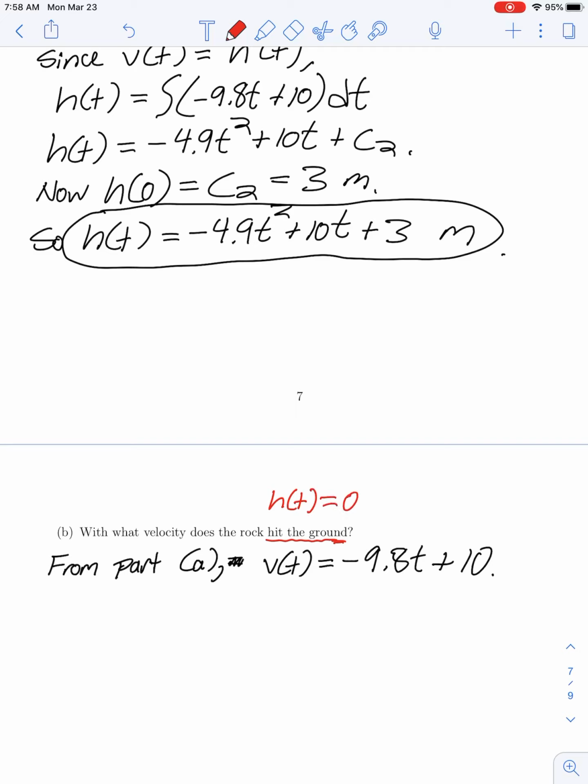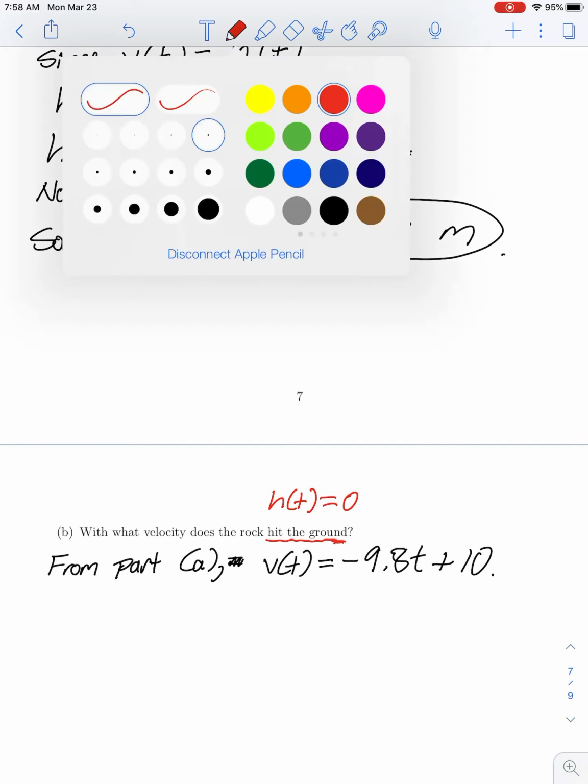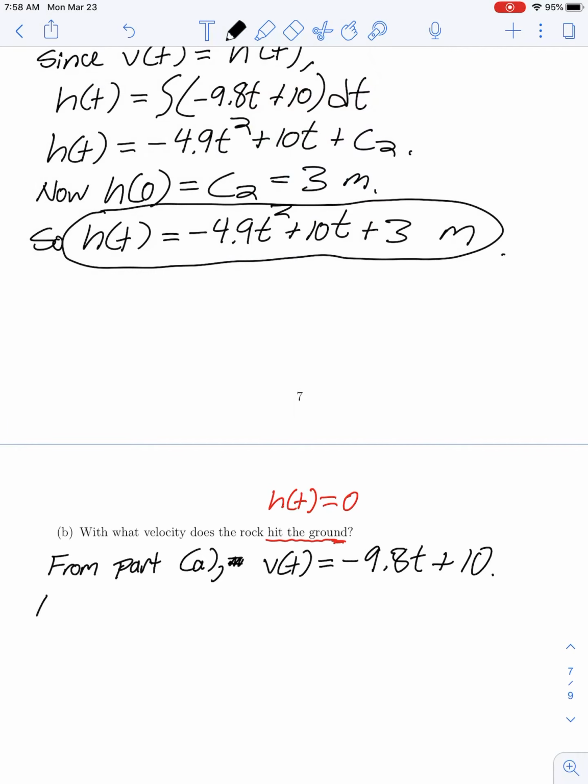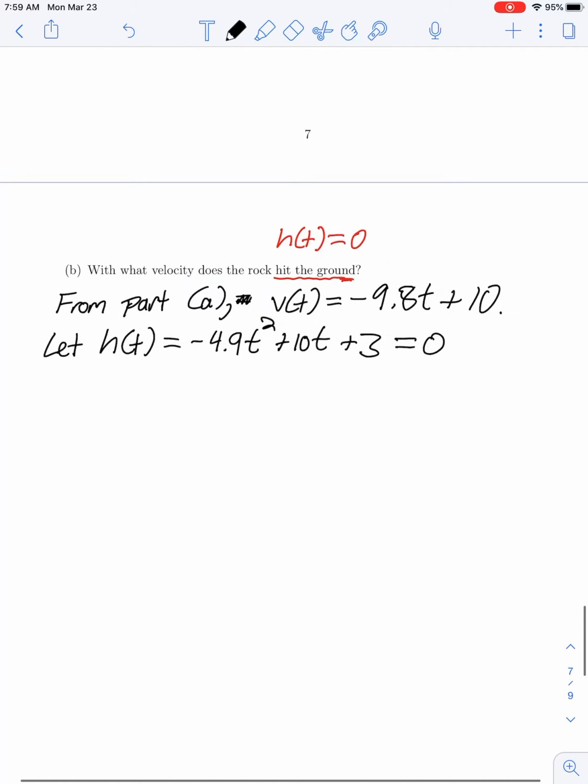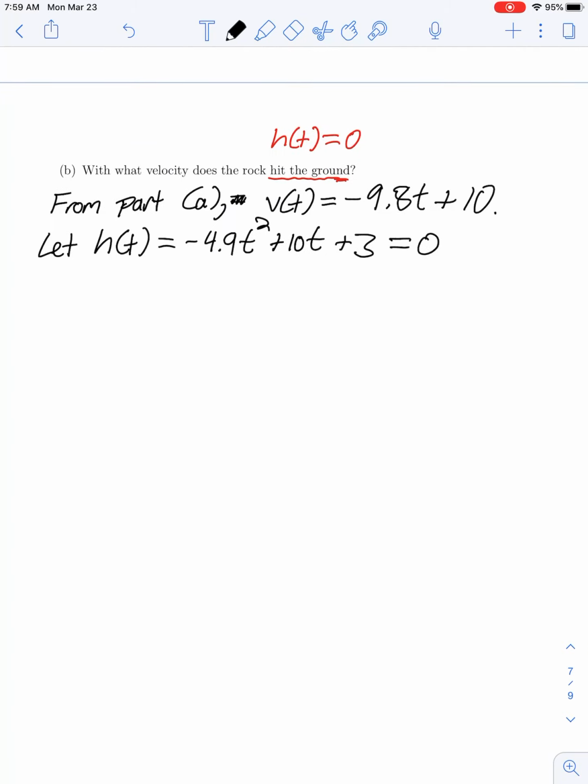So the height of our function, h of t, or our position function, must be 0. So let's see what we get if we set our position function, or our height function, which in part A we found to be negative 4.9 t squared plus 10t plus 3. If we set this equal to 0, we need to solve for t to determine when this rock hits the ground.